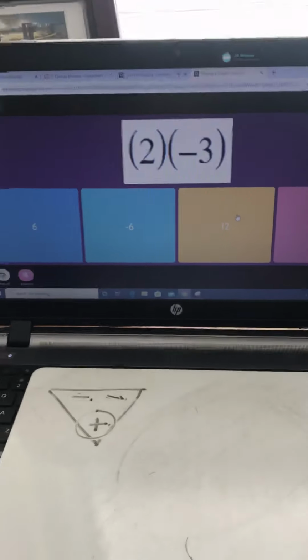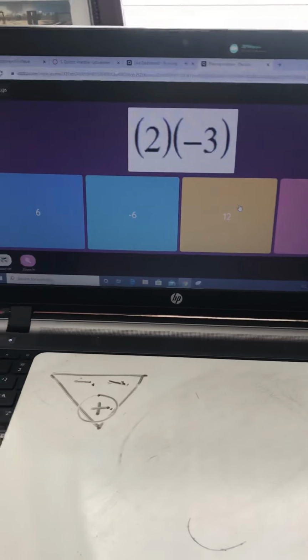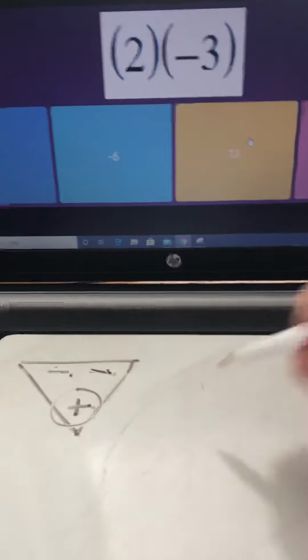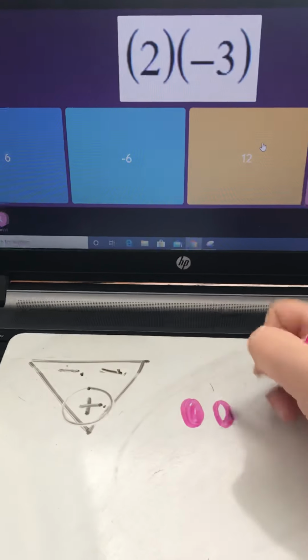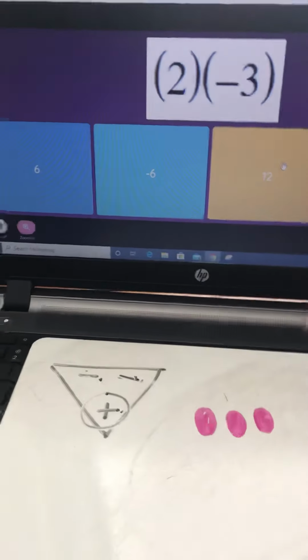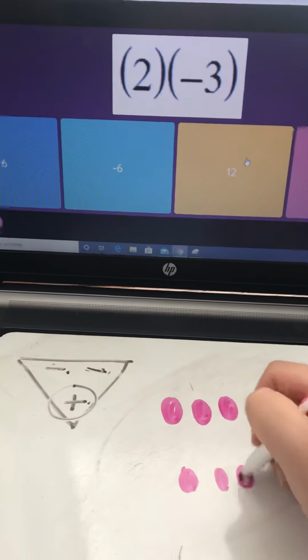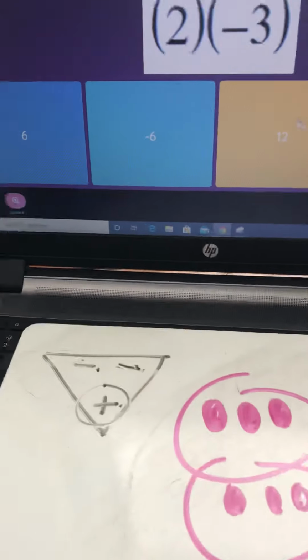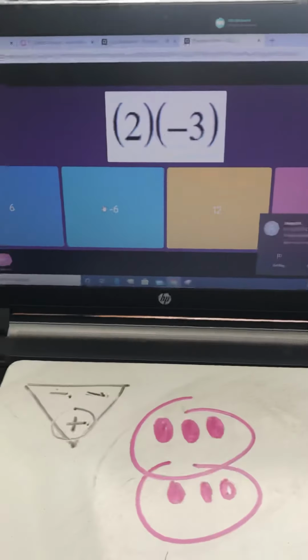Here, this shows 2 times a negative 3, or two groups with negative 3 in each. And I'm going to prove this with a model just to show you. So these are going to be my red algebra tiles. I'm going to use negative 3 in each, and in two groups. So my total is all red, and there are 6, so negative 6 is my answer.